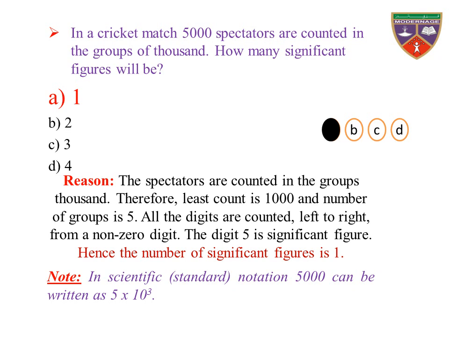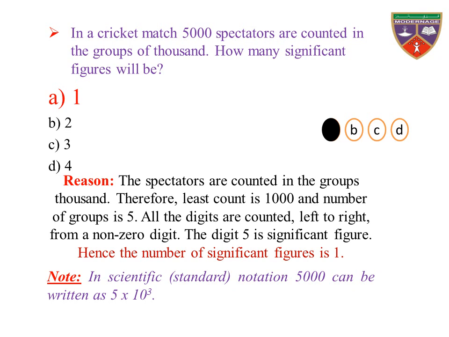Reason: the spectators are counted in the groups of 1,000. Therefore, least count is 1,000 and number of groups is 5. There is only one digit. All the digits are counted left to right from non-zero digit. The digit is 5, which is 1. Therefore, we can say that 5 is significant figure. Hence, the number of significant figures is 1.